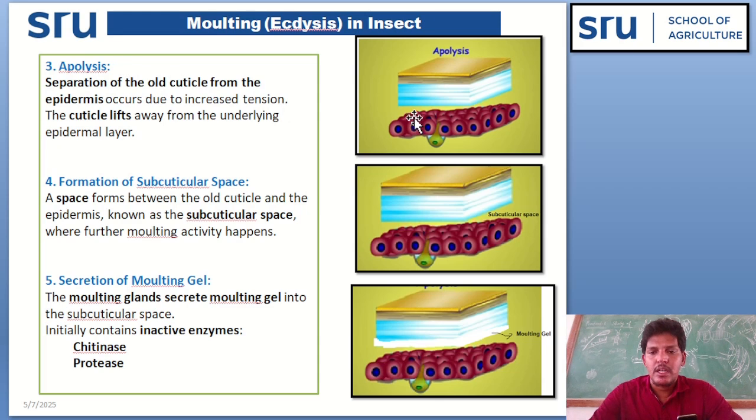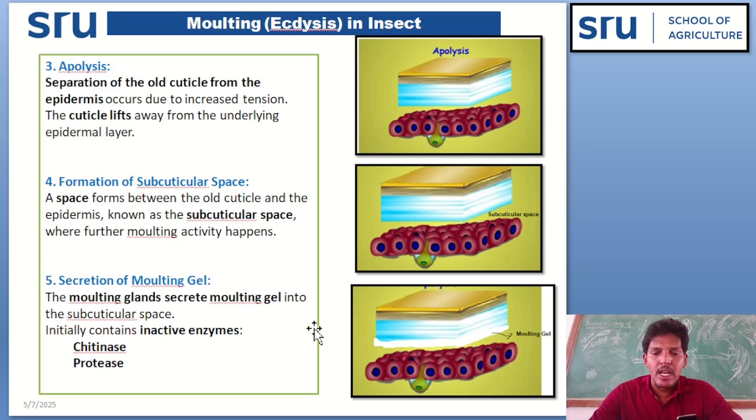Apolysis. Separation of the old cuticle from the epidermis is known as apolysis. It occurs due to increased tension. The cuticle lifts away from the underlying epidermal layer in case of apolysis. Formation of the subcuticular space. A space forms between the old cuticle and the epidermis, known as the subcuticular space, where further molting activity will occur.